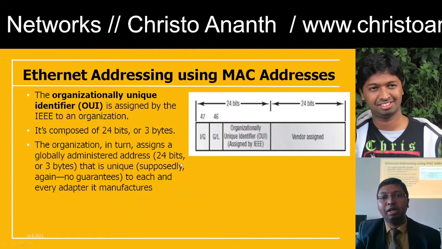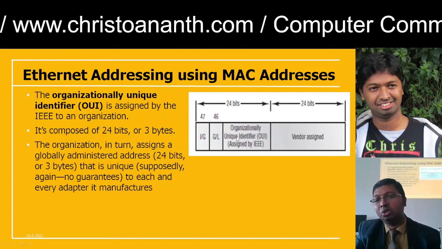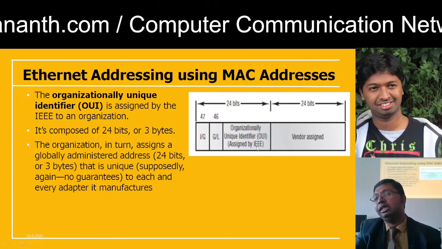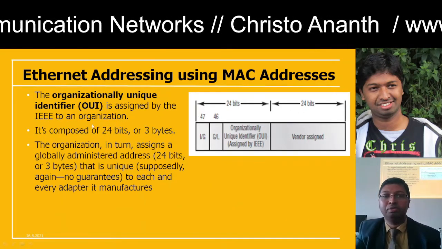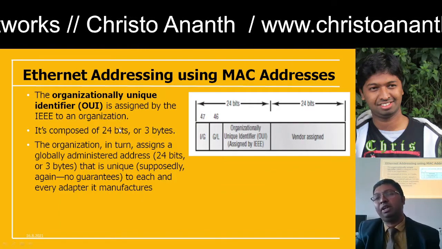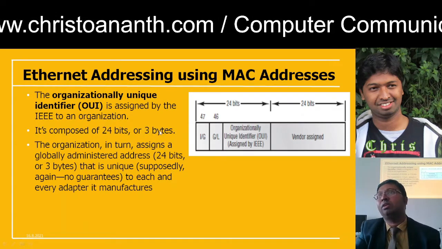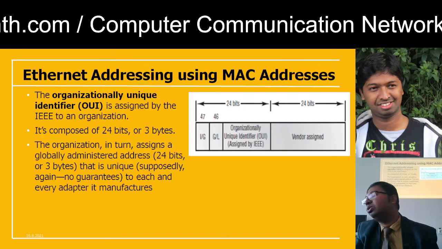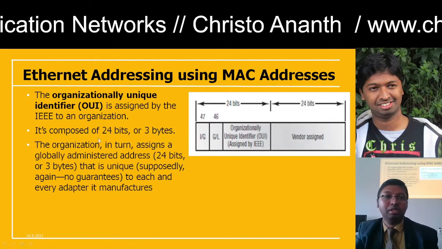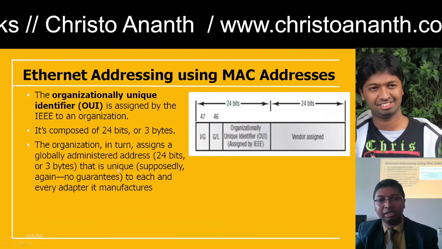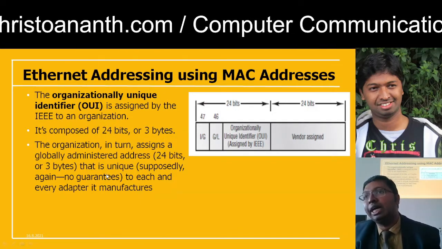So here you have the layer. We have the organization's OUI, the organizationally unique identifier assigned by the IEEE standard, and then there is the vendor part. This is 24 bits, and this is also 24 bits. Eight bits is equal to 1 byte, so 24 bits is equal to 3 bytes. So 3 bytes, 3 bytes. The organization assigns a globally administered address of 24 bits or 3 bytes, that is unique for each adapter it is going to use.